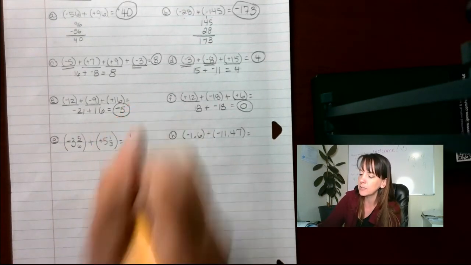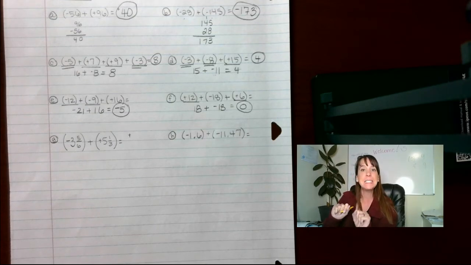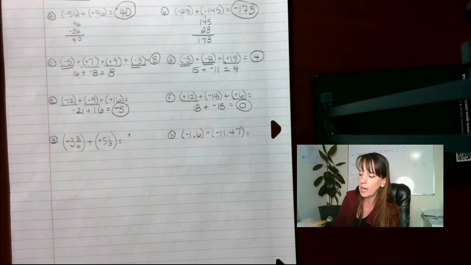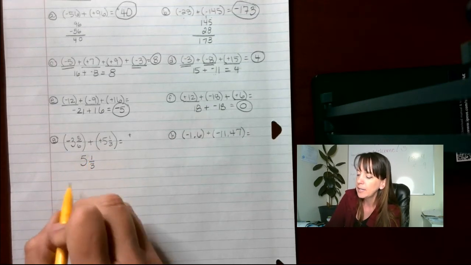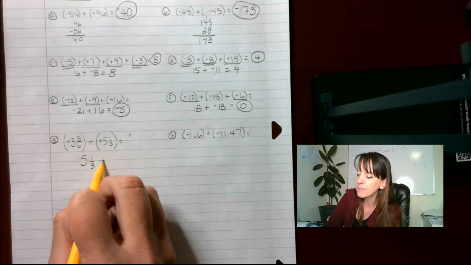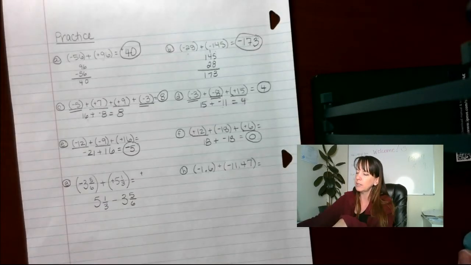Okay, for these, we see that there's a difference, and the positive team is the larger one. So we know our answer is going to be positive. So I'm going to throw a little positive sign there so I don't forget. But now I have to find the difference between the two. Difference means subtract. So we want the larger number on top, 5 and 1/3, minus 3 and 5/6. Actually, it's going to require some borrowing.